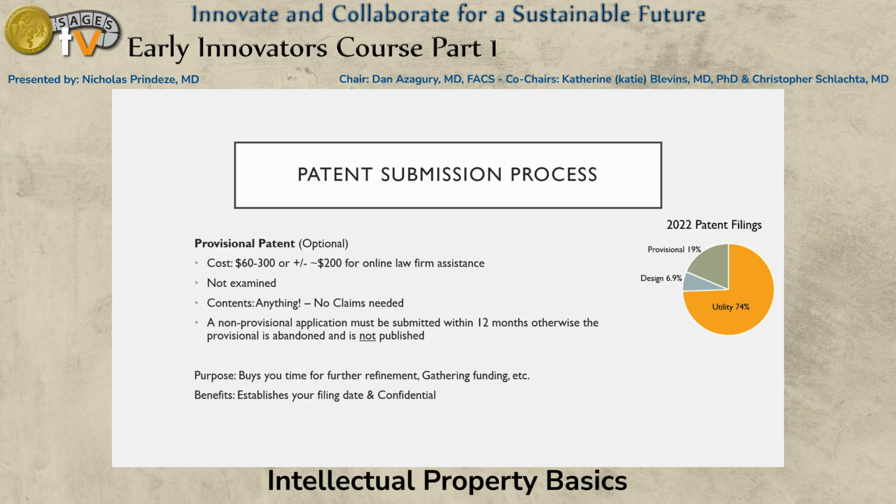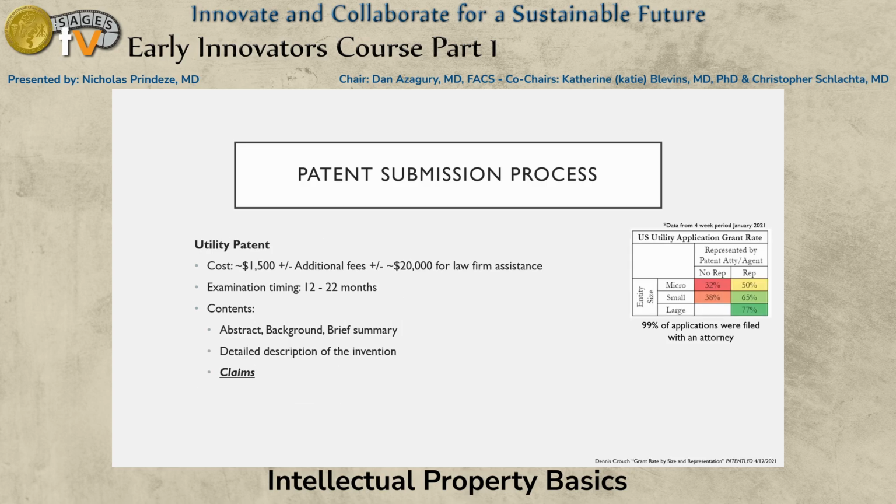They will never be published. No one will ever see it. The purpose of this is just to draw your line in the sand with your filing date. That's it. So if you don't convert it, like I said, 12 months, it's gone. If you look at the right, I pulled some data from 2022 patent filings. Provisionals make up about 19% of submissions, so that would kind of lead you to think that maybe a third of utility patents are originally submitted as provisional patents. I would probably wager that that is much, much lower, as a lot of provisionals probably are not converted.